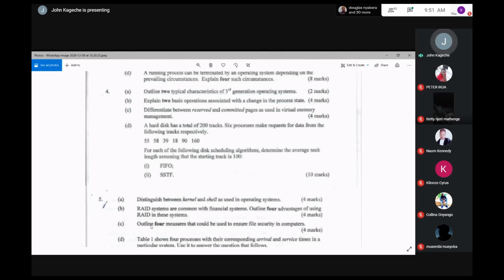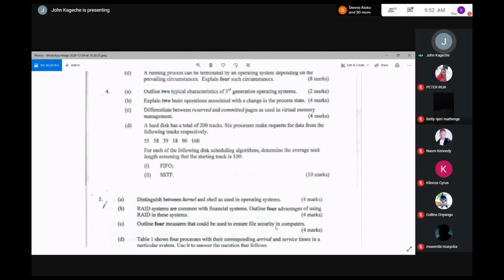The next question was asking for 4 measures that could be used to ensure file security in a computer. 4 measures that you could use to make sure that the data in your mobile phone is secure. Yes, there are many. You can have a firewall, you can have a password, it could also be physical security. They are not specific. 4 measures that can be used to ensure file security in a computer.